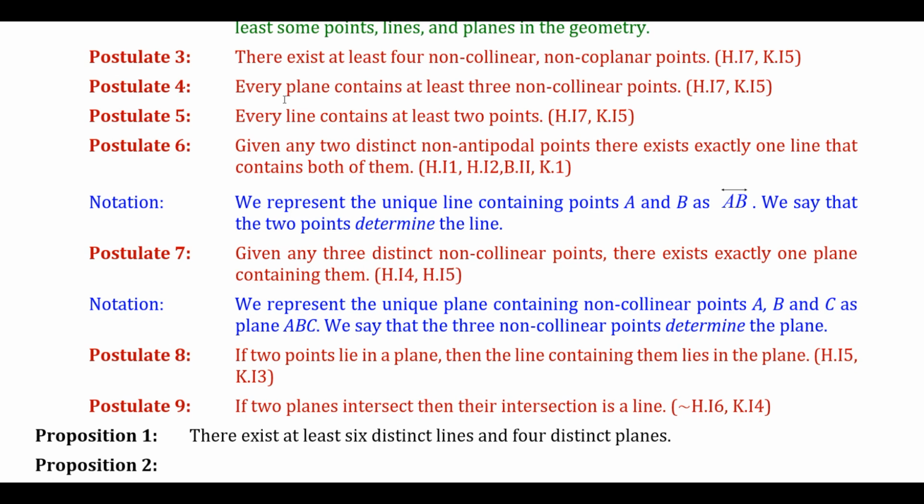Postulate 6 says given any two distinct non-antipodal points, there exists exactly one line that contains both of them. That non-antipodal part will be actually added a little bit later. For now, you can just say given any two distinct points, there exists exactly one line that contains both of them. Postulate 7, given any 3 distinct non-collinear points, there exists exactly one plane containing them. Postulate 8 says if 2 points lie in a plane, then the line containing them lies in the plane. And postulate 9 says if 2 planes intersect, then their intersection is a line.